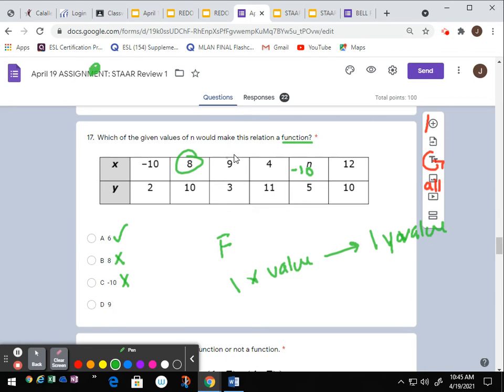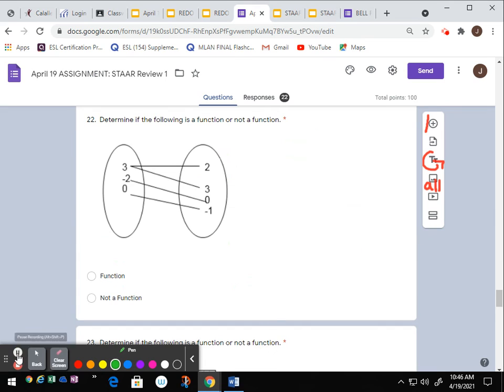And 9, we have 9 right here as well. So if we put 9 here, we have 9 going to 3 and 9 going to 5, which is not okay. We're looking at just the x values. If we have repeating x values like 9 and 9, 10 and 10, 8 and 8, that's not okay. If we have all different ones, if we put 6 here, all of them are different, which means it's okay. So 17 is answer choice A.